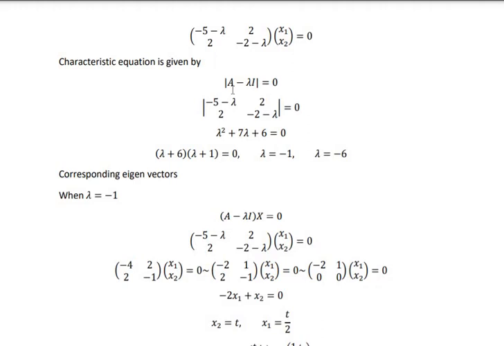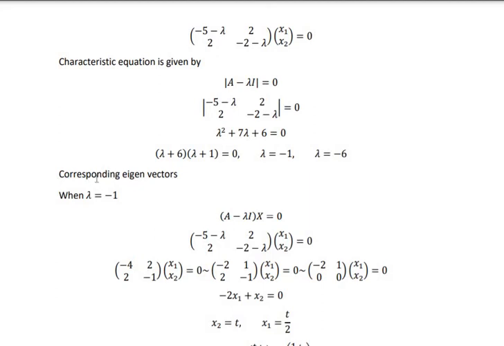Therefore the characteristic equation is given by the determinant of A minus lambda I is equal to 0. So this is A minus lambda I. The determinant of minus 5 minus lambda, 2, 2, minus 2 minus lambda is equal to 0. When you take the determinant, you will get lambda square plus 7 lambda plus 6 is equal to 0. When you factorize the left hand side, you will get (lambda plus 6) times (lambda plus 1) equal to 0. That is, lambda is equal to minus 1 and lambda is equal to minus 6. So these are the eigenvalues.